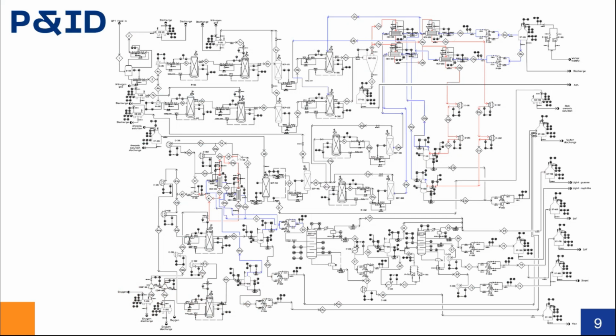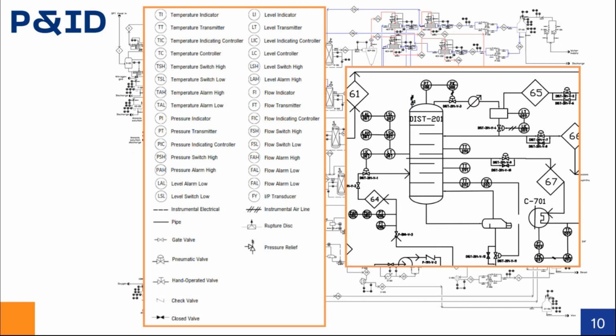Here is our P&ID diagram. For example, for this distillation tower, we can control its pressure, temperature, flow, and liquid level with the help of the valve, and we also add a pressure relief valve for safety.